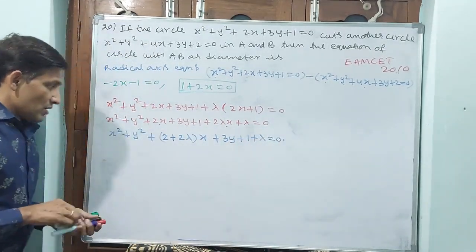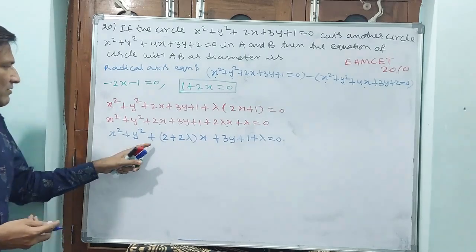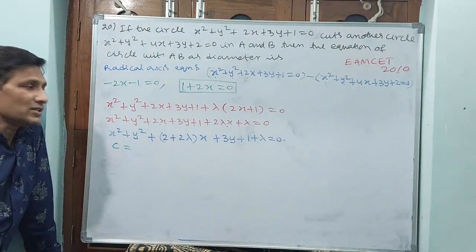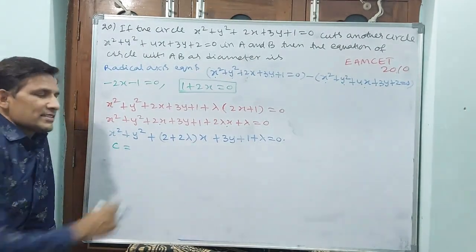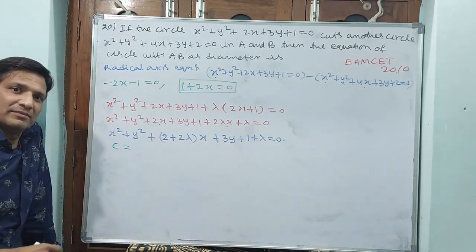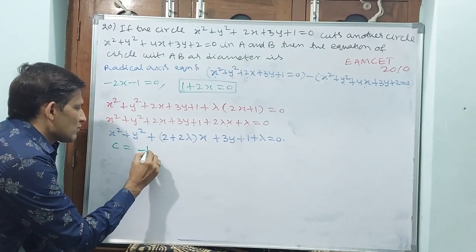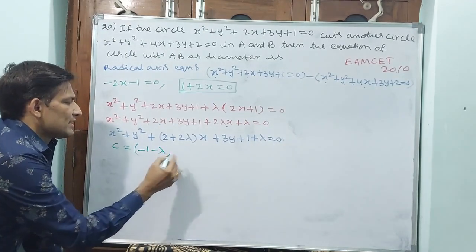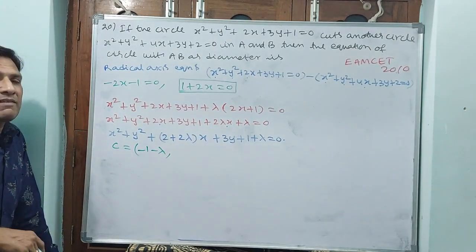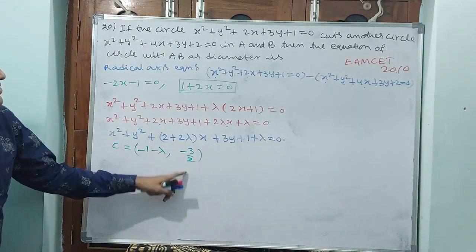Now the next step is to find the center of this equation. Center means minus g, minus f. Here 2g is the coefficient of x, so g will be 1 plus lambda, and minus g is minus 1 minus lambda. This is the x coordinate. For the y coordinate, 3 is 2f, so f is 3 by 2, and minus f is minus 3 by 2. But this is not required, because only x is there.